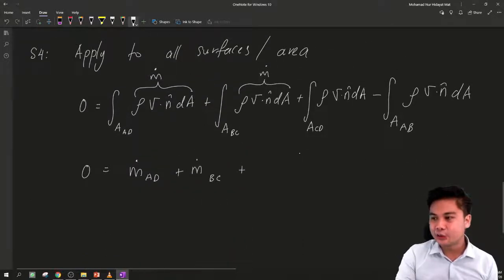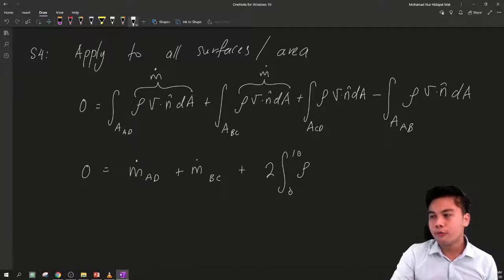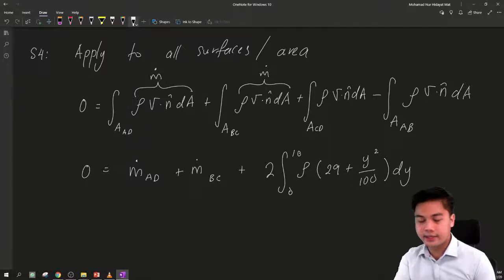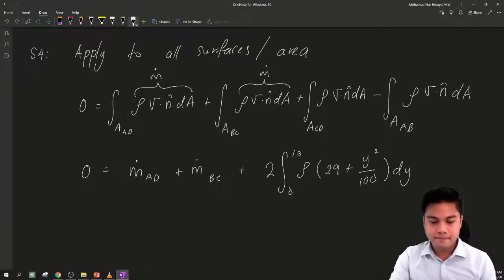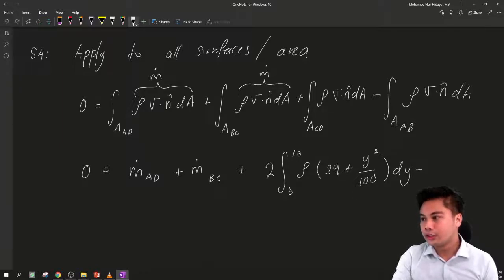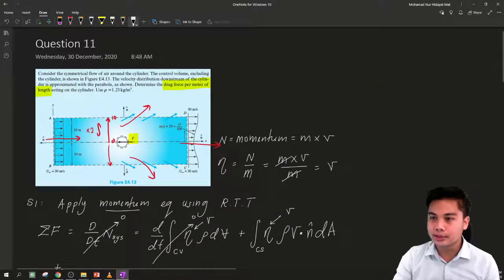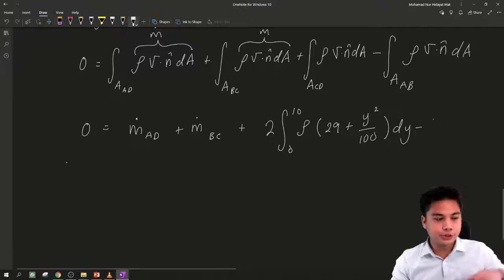So CD is 2 times the integration from 0 to 10 of rho times velocity, which we replace with the velocity 29 plus y squared over 100. This is definitely dy, because multiplying by 1 gives the area. And then this one is just minus. Rho is constant, AB is constant. You can see here the flow is constant, so just substitute the value.